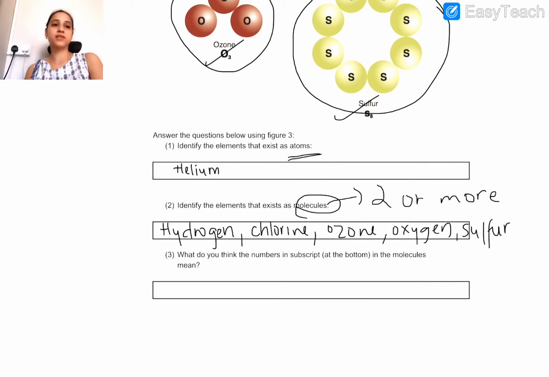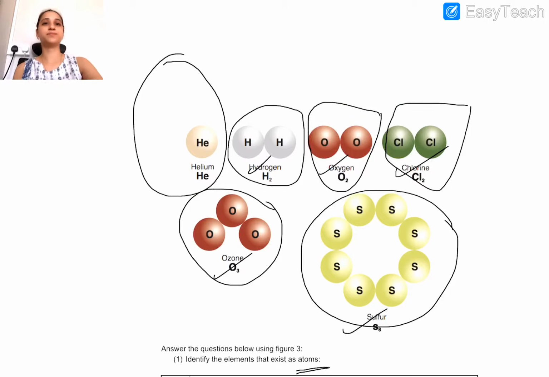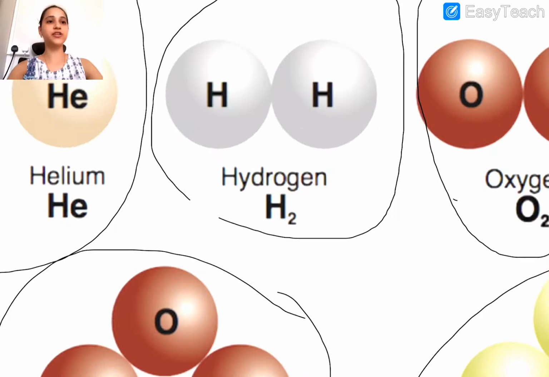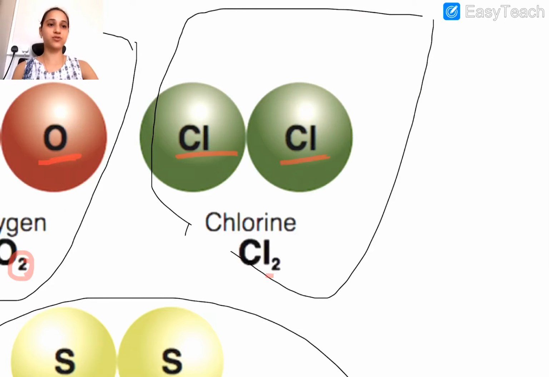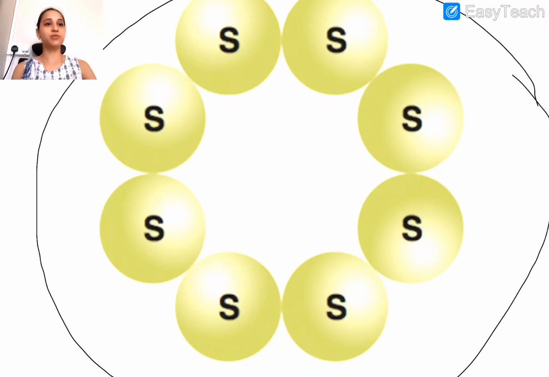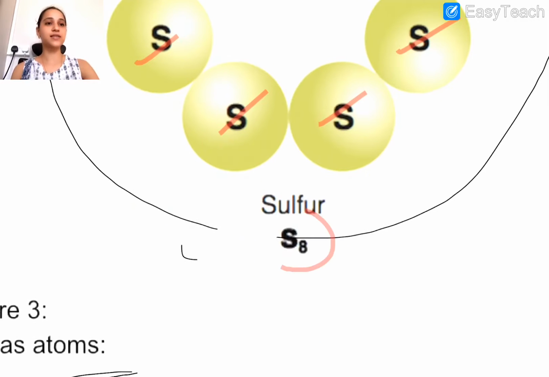Now, what do you think the numbers in the subscript in the molecules mean? Let's see, hydrogen. If we look at hydrogen, you see the number at the bottom. There's a 2 here, and if you look at the molecule, there's one hydrogen and another hydrogen. So there are 2 hydrogens combining together. That's why we write the 2 at the bottom. Oxygen, there's 1 here and 1 here, so we write the 2 at the bottom. Chlorine, there's 2, so we write the 2 at the bottom. Sulfur, if we count, there's 1, 2, 3, 4, 5, 6, 7, 8. That's why we write it as S8.